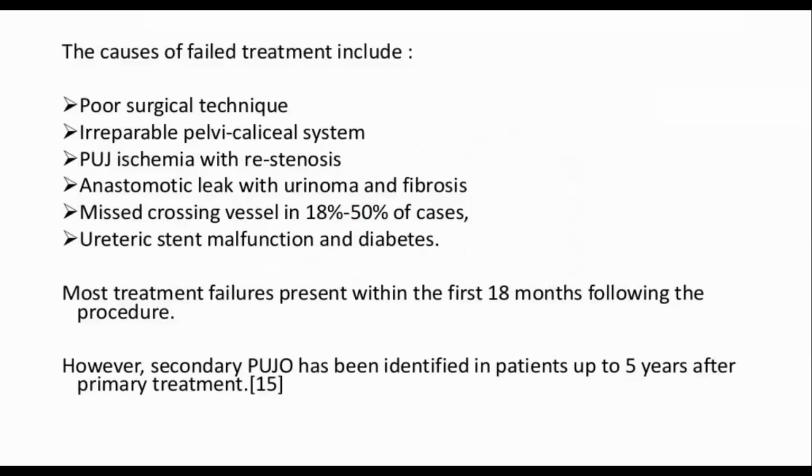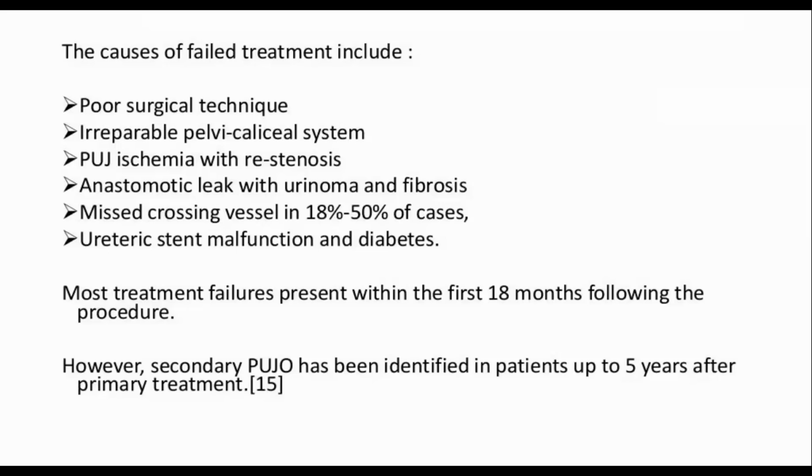Causes of failed treatment can be poor surgical technique, irreparable pelvicalyceal system, or PUJ ischemia causing restenosis. There can be an anastomotic leak leading to urinoma, which may lead to inflammation and fibrosis. There may be missed crossing vessels.